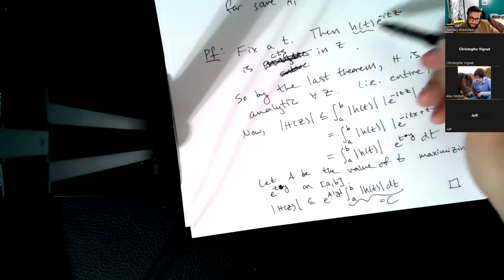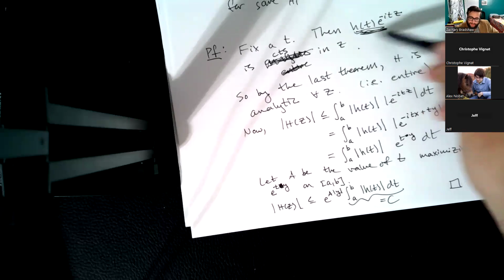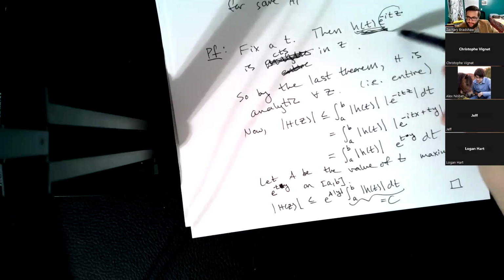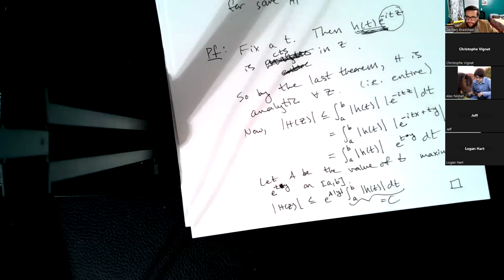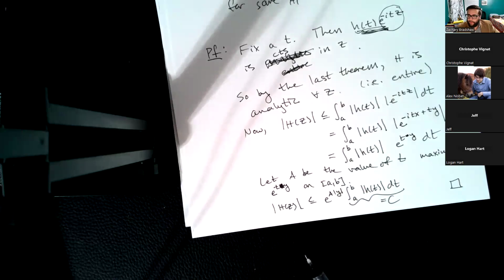So it is clear to me that this guy is analytic in z just by looking at it, because I just have this exponential here. For some reason in my notes, I wrote something to do with the last theorem, but that's necessary. Using that last theorem, I'll have to make some argument about integrating over rectangles, and I think that would complicate things.